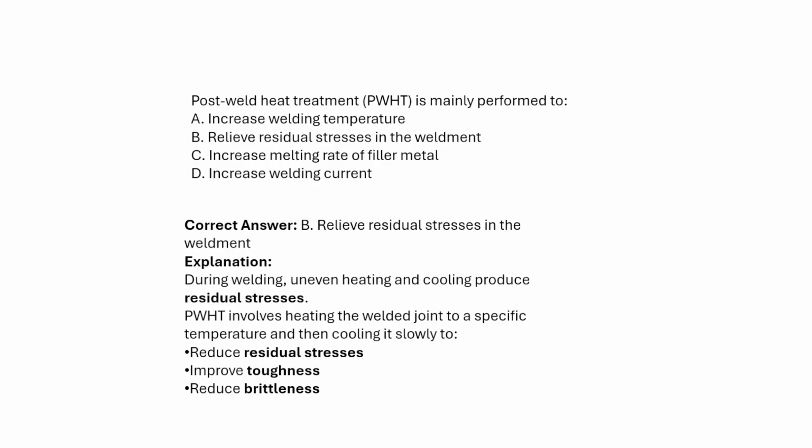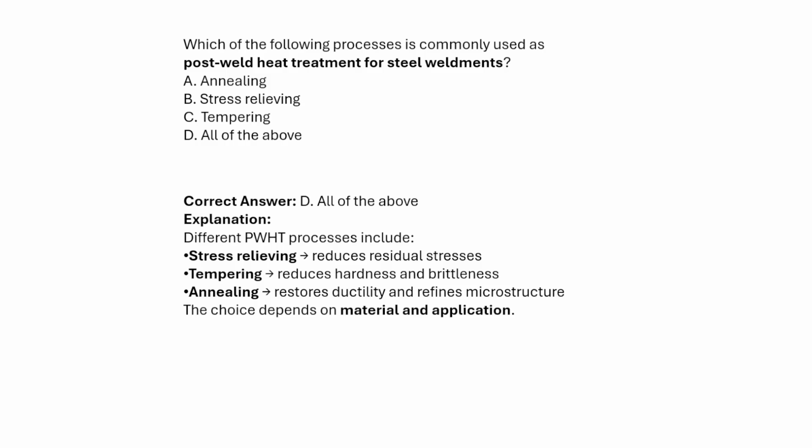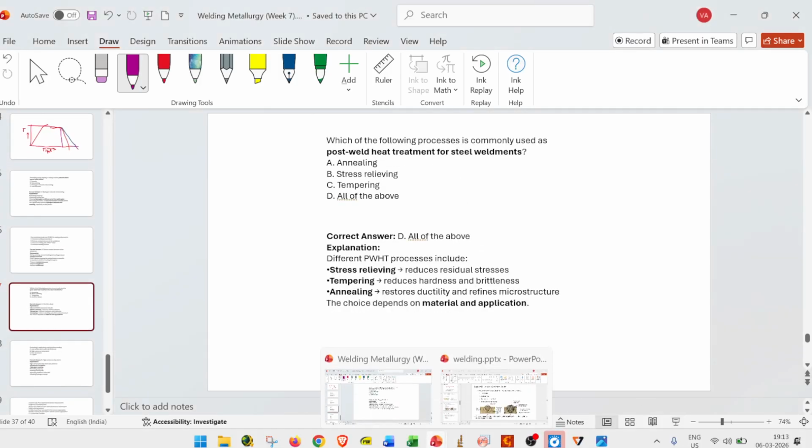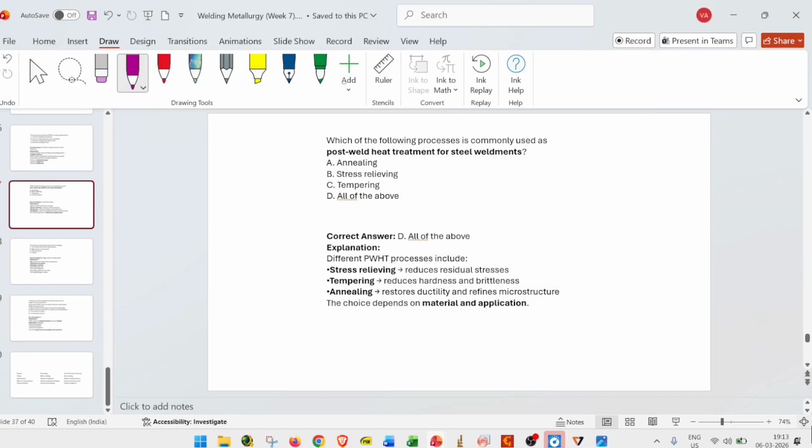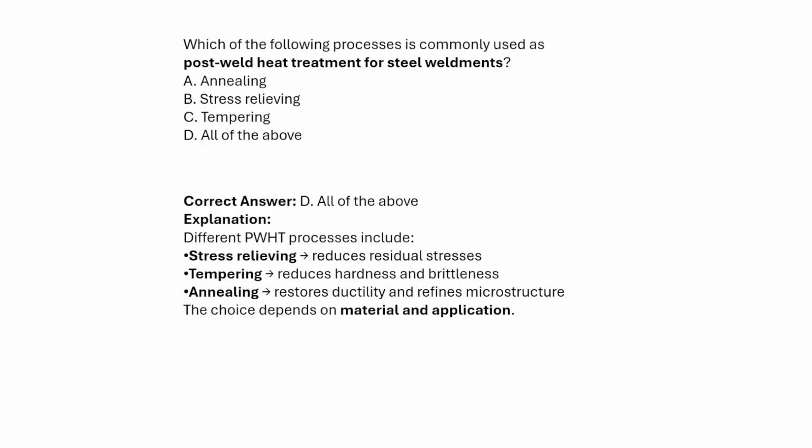The post welding treatment is mainly performed to increase the welding temperature. I think it has already been seen. No? Next is: which of the following processes is commonly used in post weld treatment for steel welding? Annealing, stress relieving, tempering, or all of the above. So it will be all of the above.